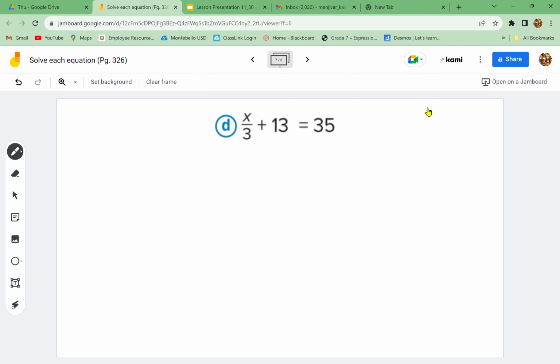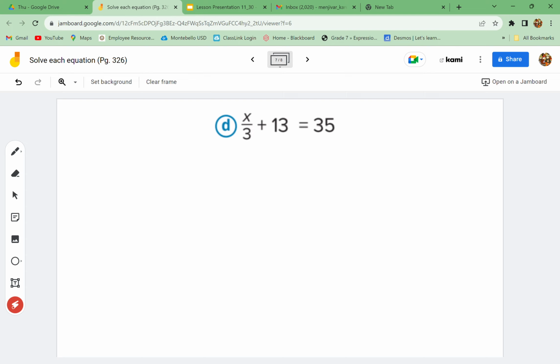Alright, okay, this is the last one. Again, I have to emphasize when you're solving equations like this, your goal is to leave x on its own. So notice that this division by 3 is bothering it. How do I know it's division? Well, because right here it has a division bar. And also this plus 13 is also bothering it.